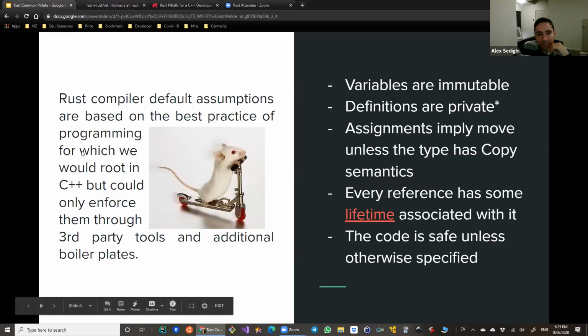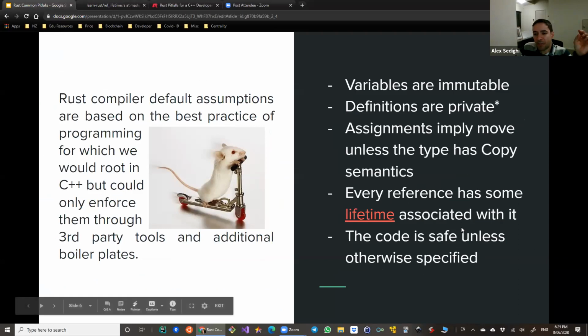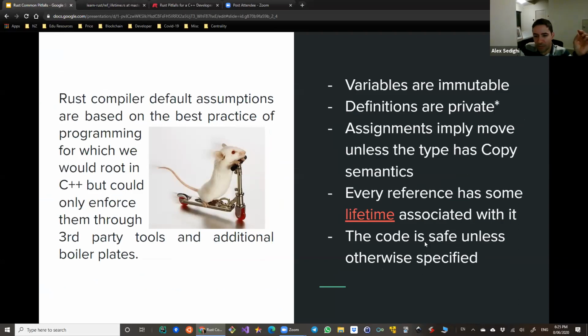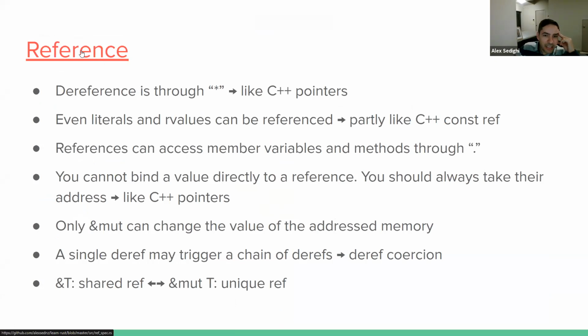The other thing, back to the assumptions of the Rust compiler, any code that you have is safe unless otherwise specified. And there's a particular meaning for this safe, but we probably don't have time to dive in. A little bit more about references and the differences that they have. So as I mentioned, dereferences use star, like C++ pointers.